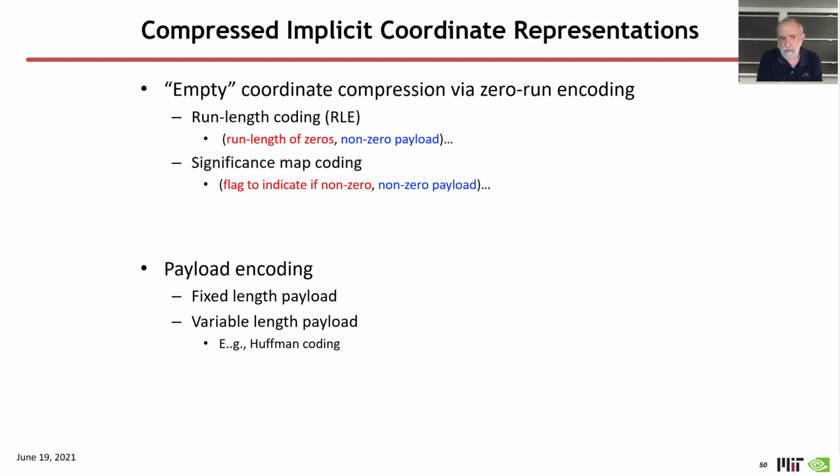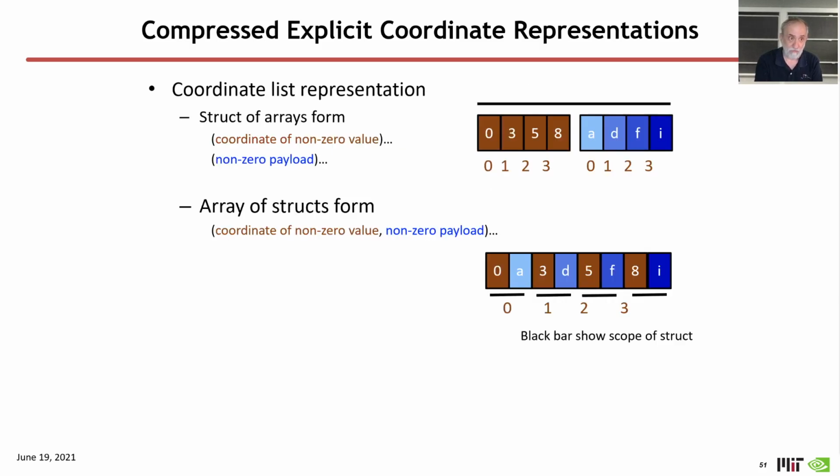You can also talk about the encoding of the payload. It could be a fixed length payload, where every payload is always the same size, or maybe you'd have a variable length where you use one of the entropy type coding schemes like Huffman encoding to vary the size.